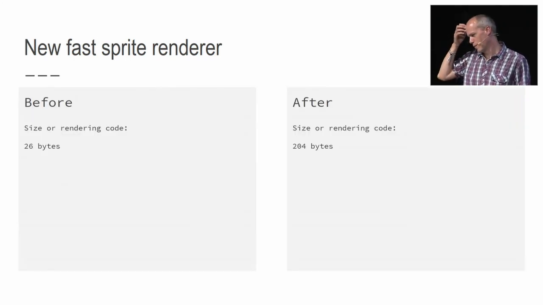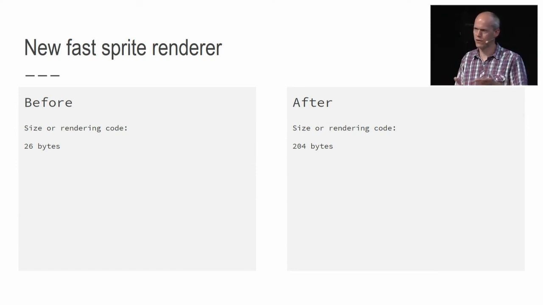But there's a bit of a problem. So our old sprite renderer was 26 bytes. Our new sprite renderer is 204 bytes. So what we've been doing previously is just changing the odd byte or two of the old code. Here we've got a completely new routine. We've got 204 bytes. And the memory is pretty full on the machine because the game is already loaded there. So we've got to find somewhere where we can fit 204 bytes.